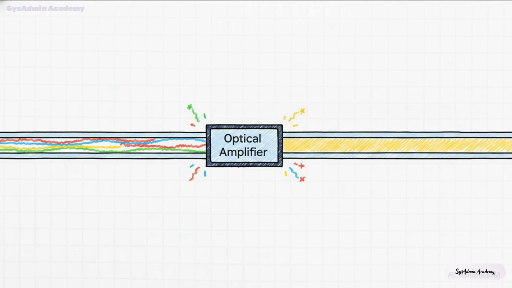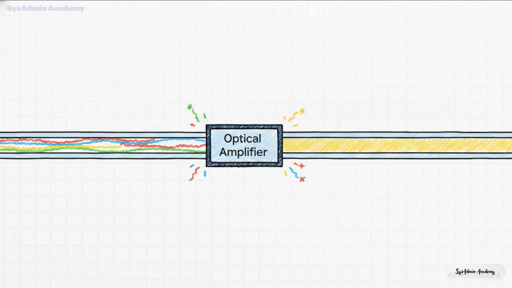Because light degrades over long physical distances, WDM networks require optical amplifiers. These are typically placed tens of kilometers apart, and they boost all the different wavelengths simultaneously to keep the data moving. Fun fact for you, thanks to WDM, a single modern fiber optic cable running across the ocean floor can carry tens of terabits of data per second.